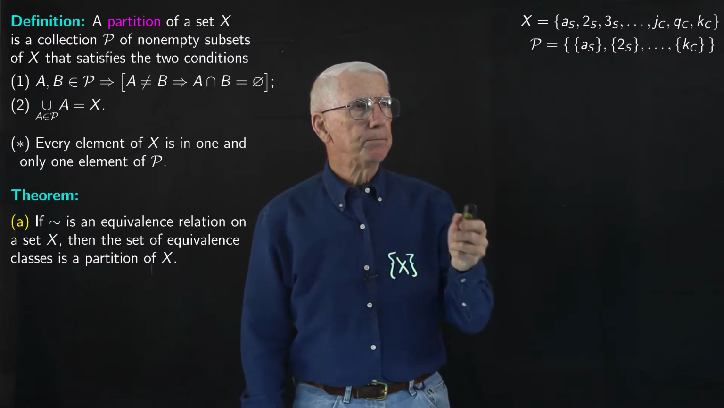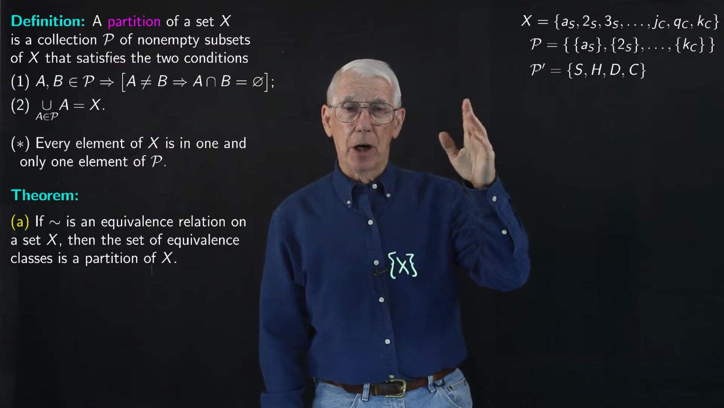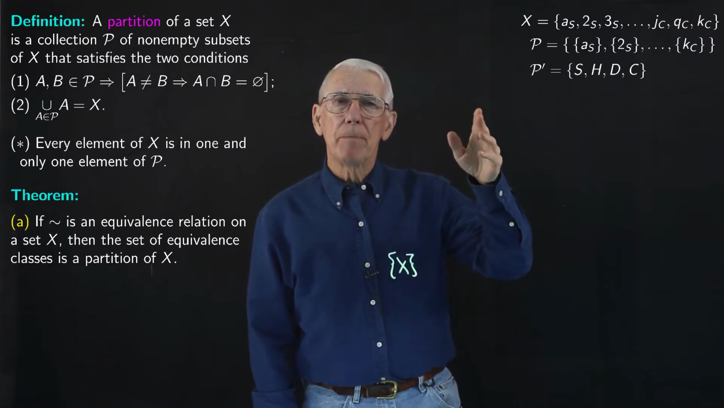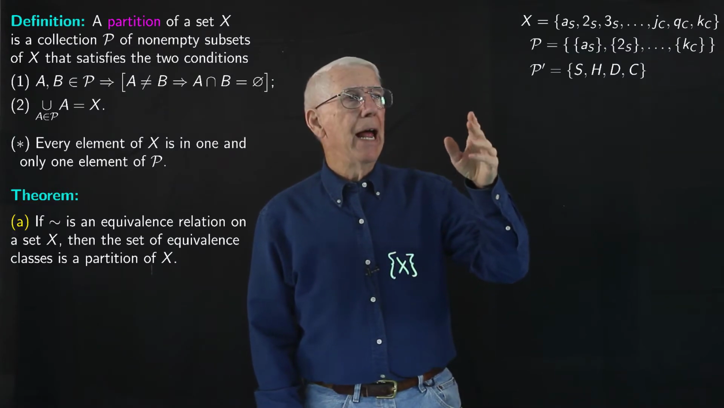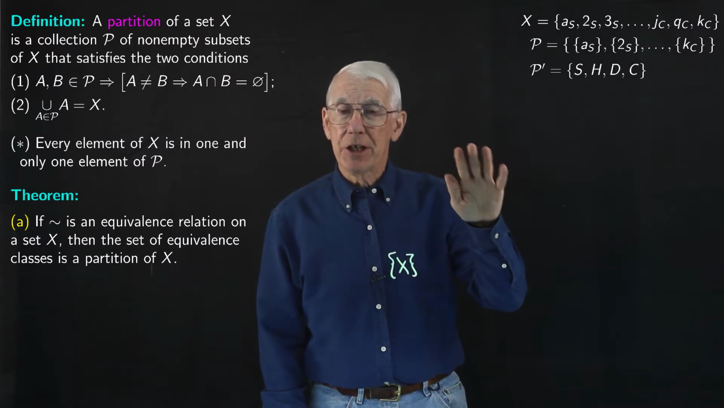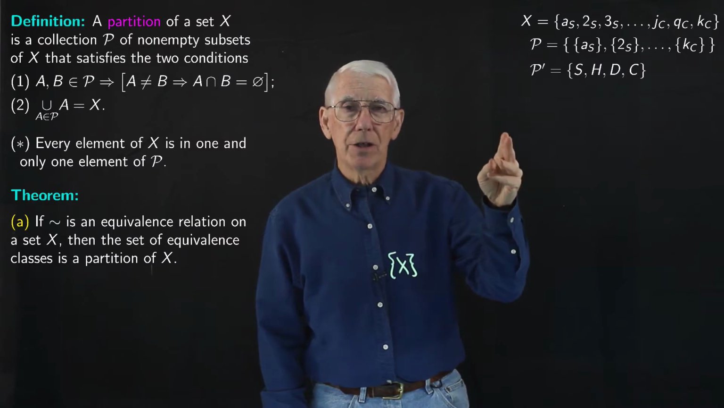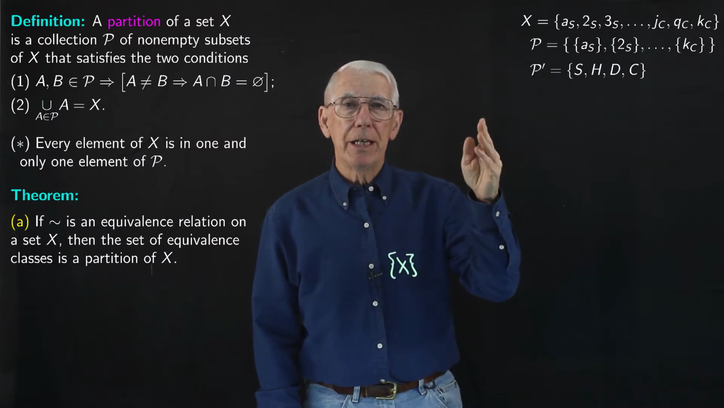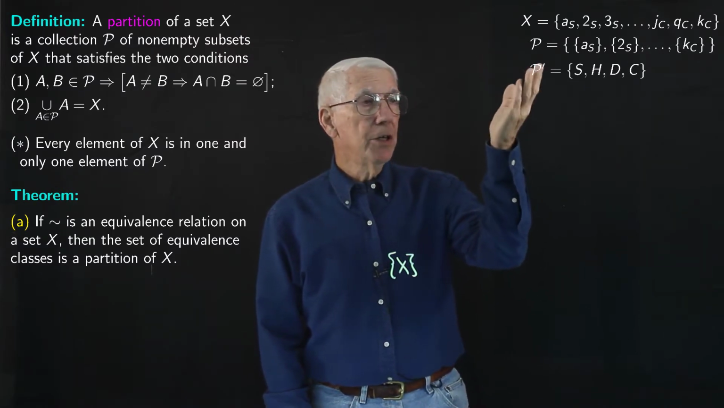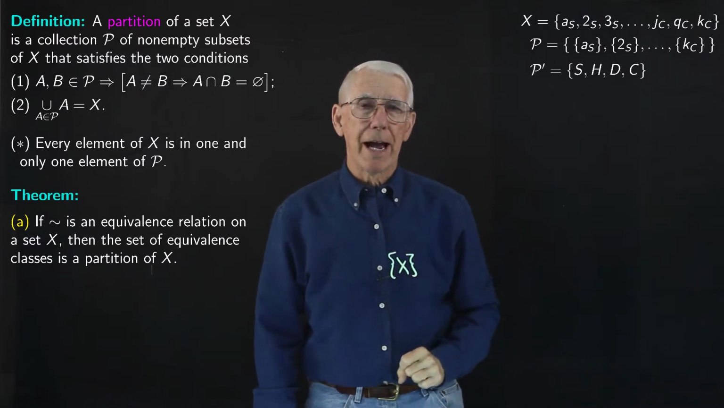Let's define another potential partition, and we'll call this script P prime, and that consists of the four elements. Each element is a non-empty subset of capital X. It's the spades, the hearts, the diamonds, and the clubs. The 13 spade cards are S, the 13 heart cards are capital H, the 13 diamond cards are capital D, and the 13 club cards are capital C.